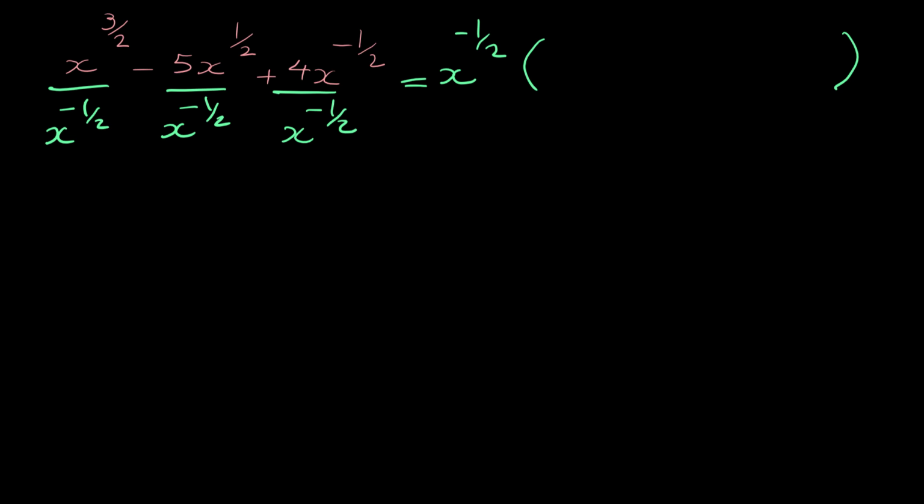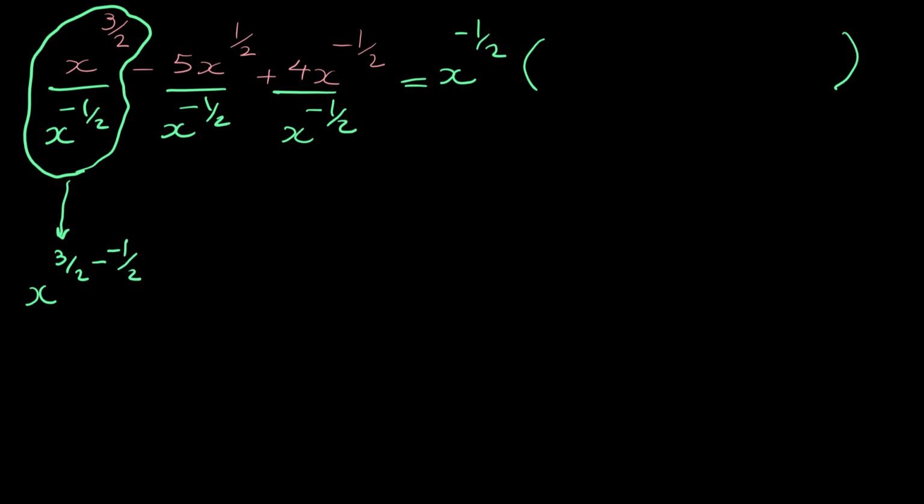What is x to the 3 over 2 divided by x to the negative 1 half? What is the answer of this? If you pay attention, this is basically x to the power of 3 over 2 minus the power of the top minus the power of the bottom, minus negative 1 half. And basically this is like x to the power of 3 over 2 plus 1 over 2. 3 over 2 plus 1 over 2 is 4 over 2, which is 2. So we have x to the 2 here.